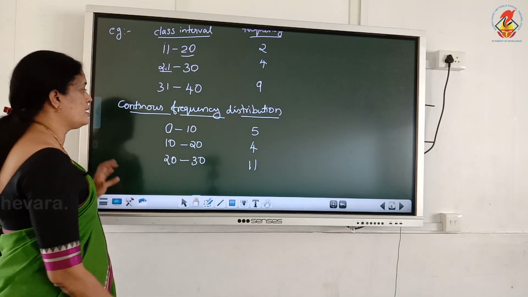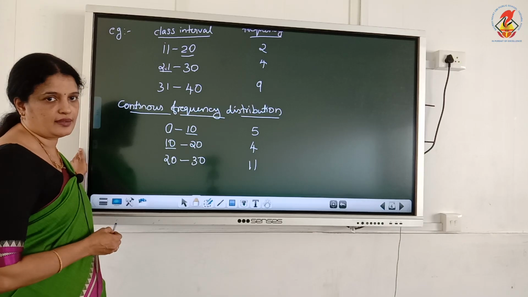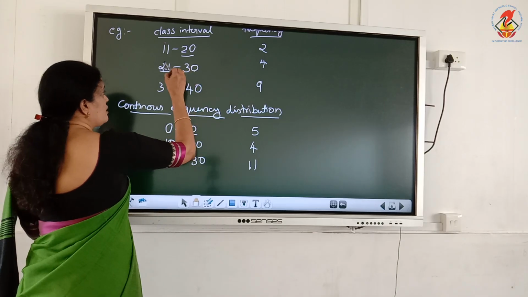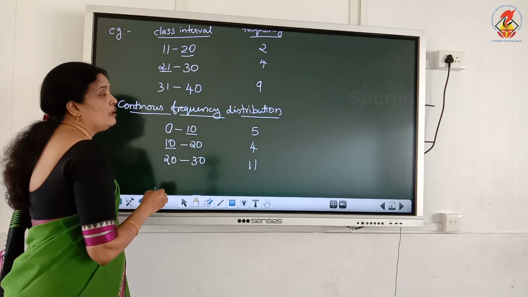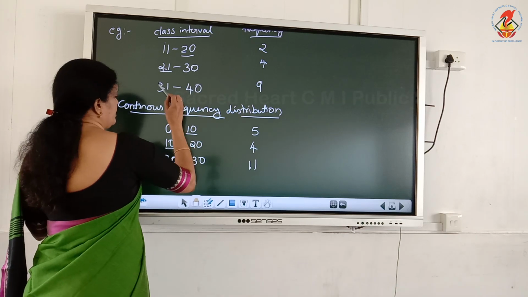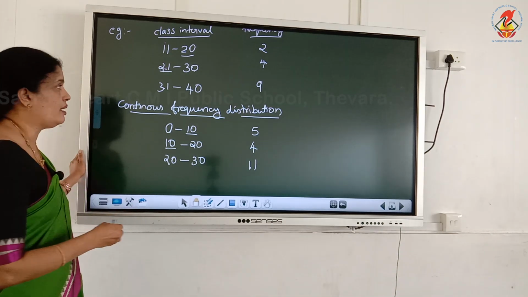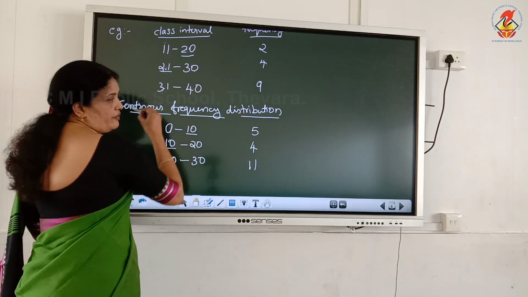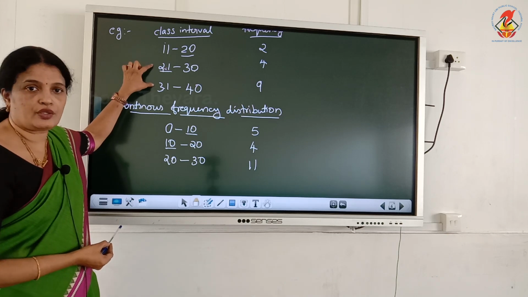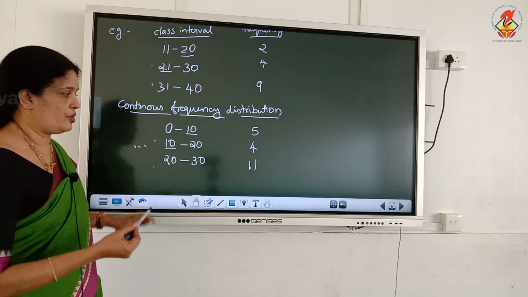Next, continuous frequency distribution means what? For example, 0 to 10, 10 to 20, 20 to 30. Here the upper limit and lower limit of the consecutive classes are the same. In the other one, the upper limit and lower limit of consecutive class intervals are not the same. Here 10 and 10 are both the same, 20 and 20 are both the same. But in this class interval, 30 and here 31, different. This is a discontinuous frequency distribution. This is a continuous frequency distribution.